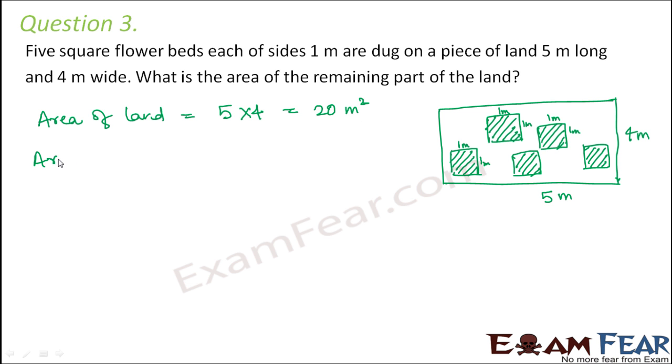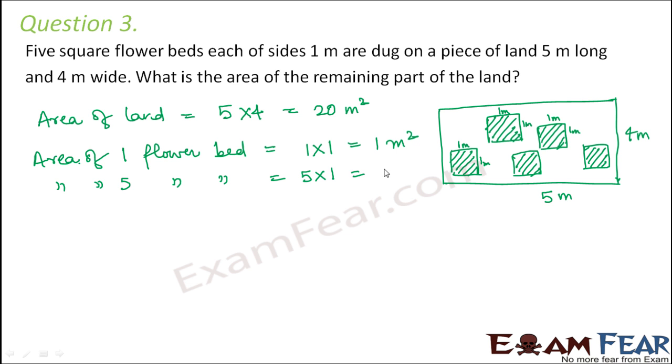Now let us try to find out the area of one flower bed. The flower bed is in the shape of a square, so the area would be side into side, that is 1 into 1, which is 1 meter square. This is the area of one flower bed. Therefore, the area of 5 flower beds would be equal to 5 into 1 meter square, which is 5 meter square. So 5 meter square is the total area of the 5 flower beds.